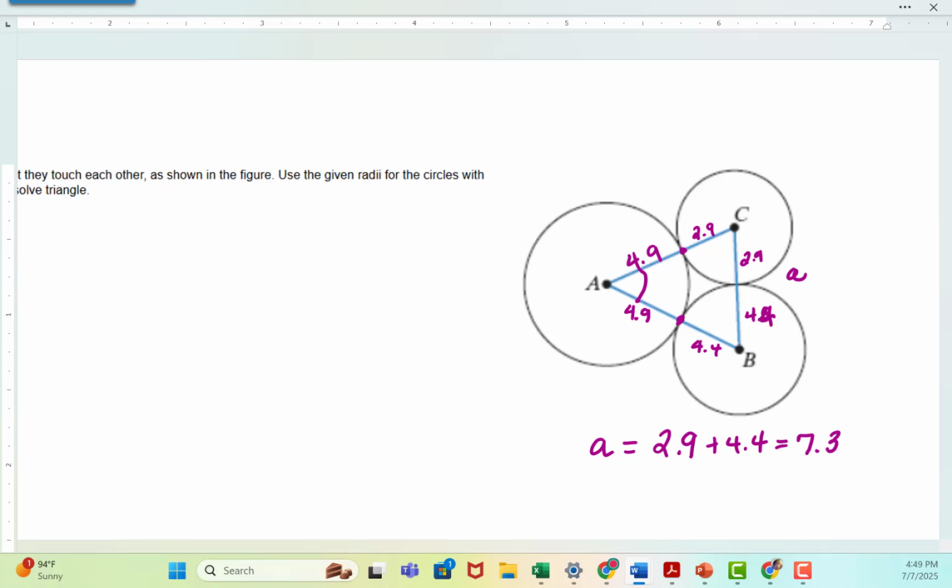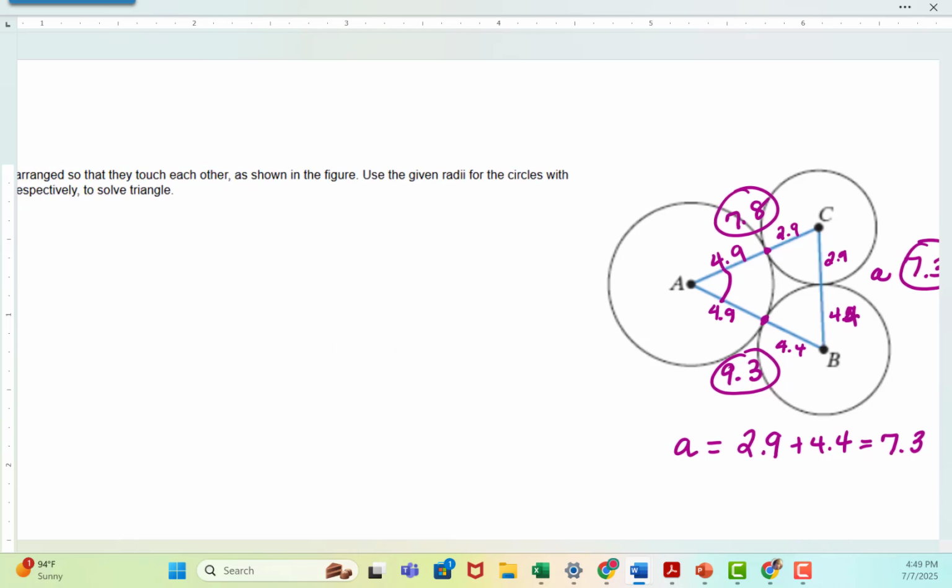So if I do 4.9 and 2.9, I'm going to get a length of 7.8. And 4.9 and 4.4, we get 9.3. All right, so these are the lengths of the sides of the triangle. Okay, now we need to find the measure of the angle.